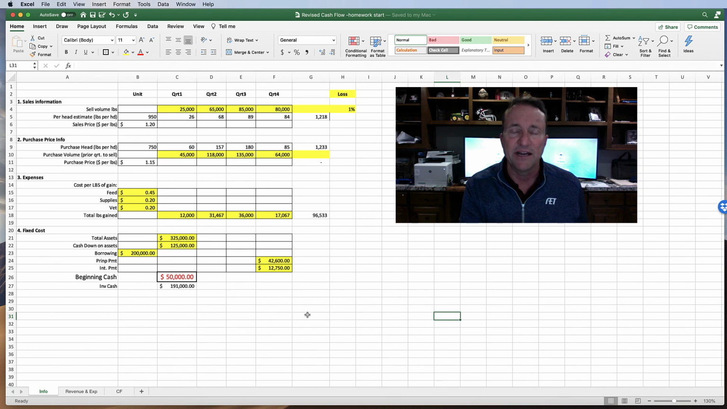Take this updated info sheet, redo the cash flow budget, and look at how much cash on hand is needed to get going. And then do the work yourself and submit that file by the homework date.